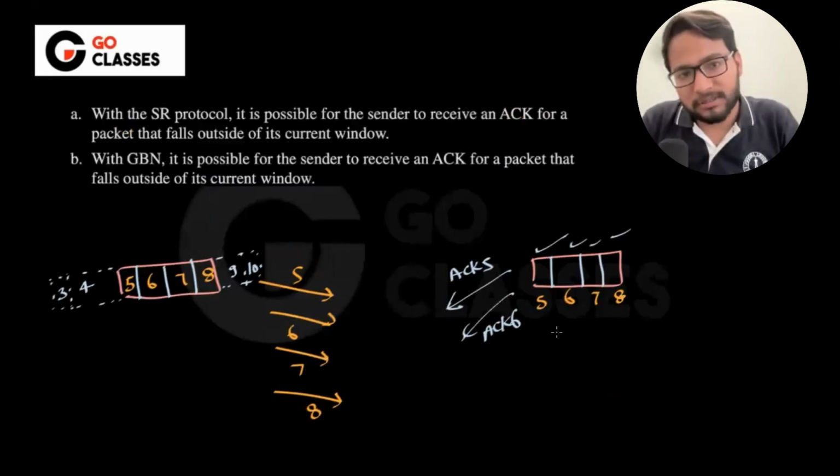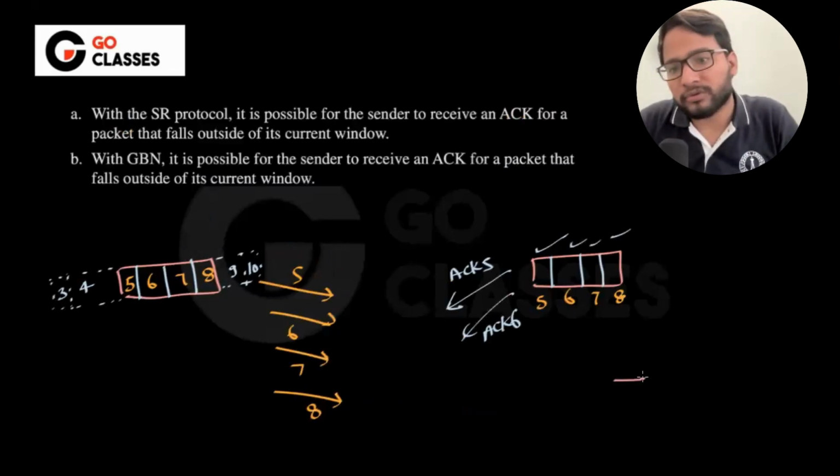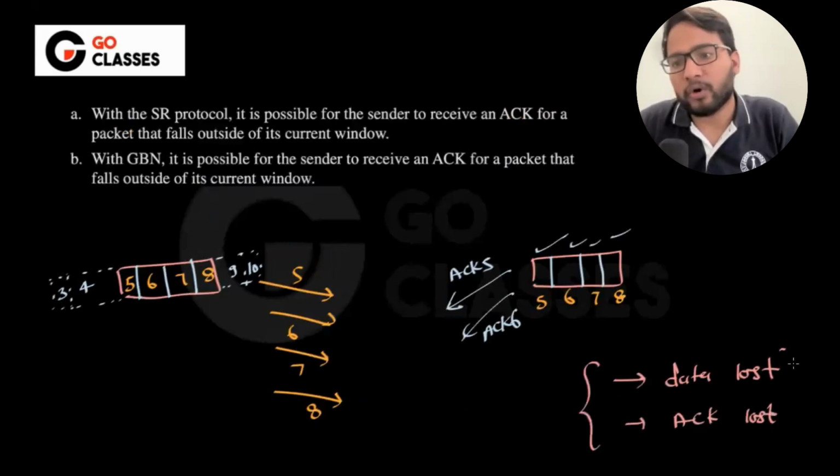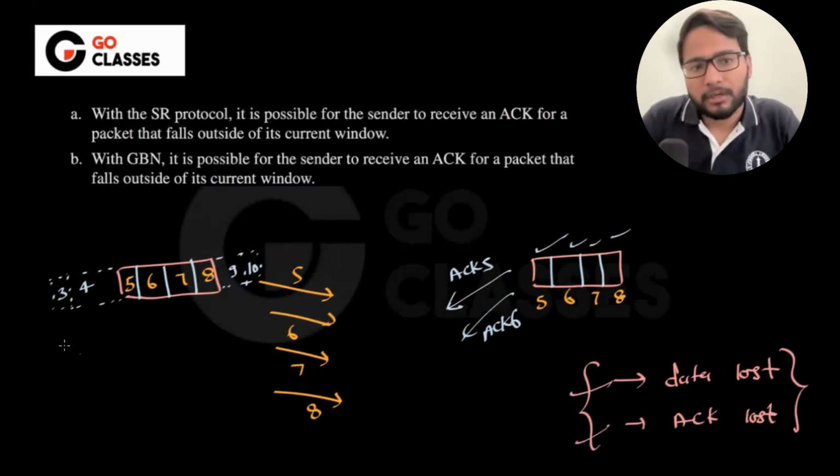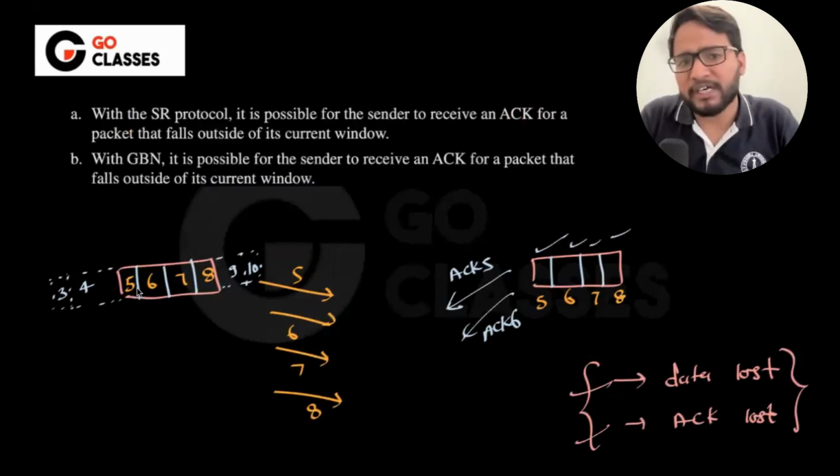Now just worry about only two things. What are those two things? If data is lost or ACK is lost. Okay, don't worry about ACK delayed or data delayed. Okay, so delayed, don't worry. Is this okay? Just worry about the lost thing. Now, if you are sending, okay, so you are sending these packets, 4, 5, 6, 7, 8, maybe any 4 packets. Now tell me, is this possible at this moment in time?